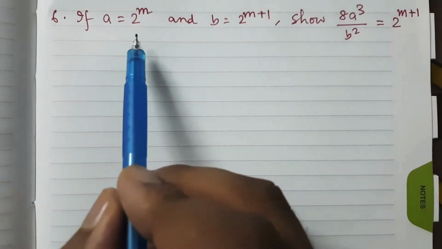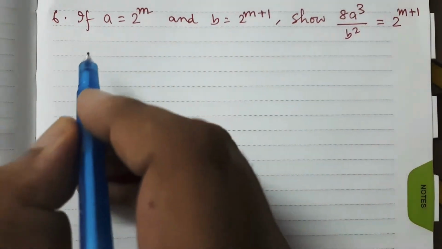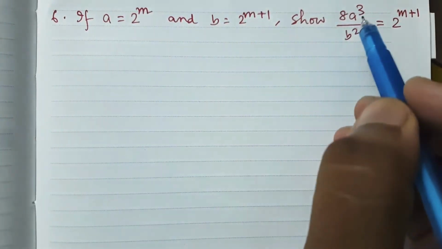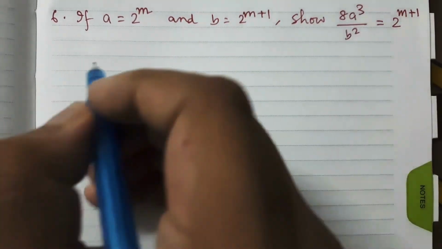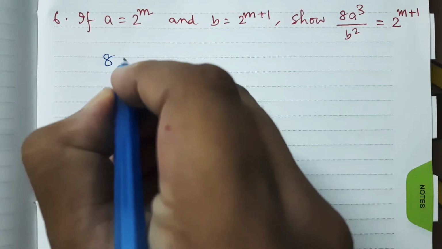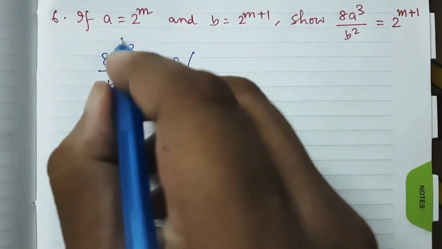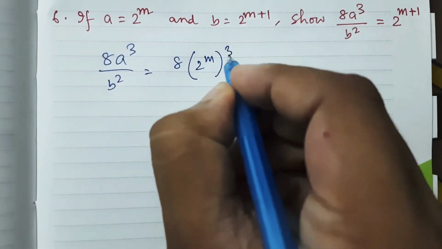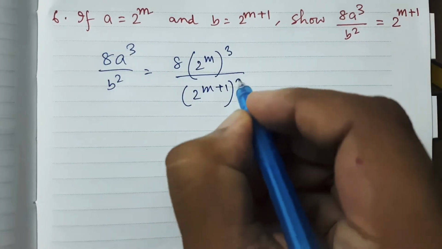So this is problem number 6. Here a and b both are given and you need to show this. Now you just put the values of a and b in the left side of this expression. So 8 a cube by b square is equal to 8 times a's value, 2 to the power m, whole cube, divided by 2 power m plus 1, whole square.